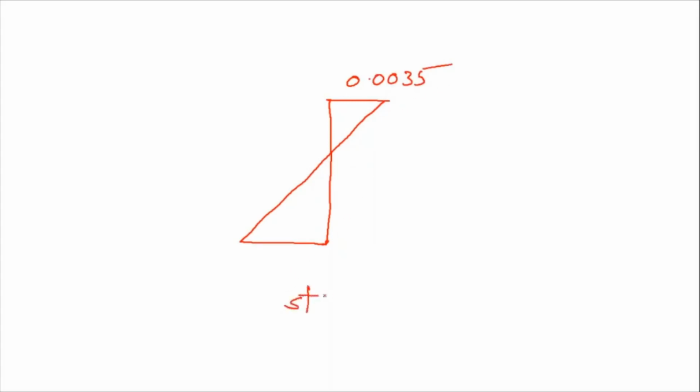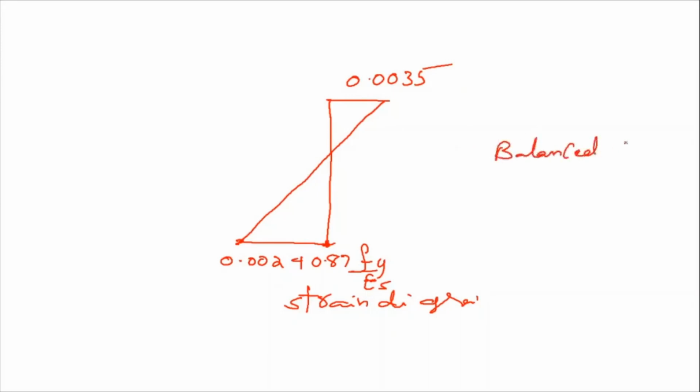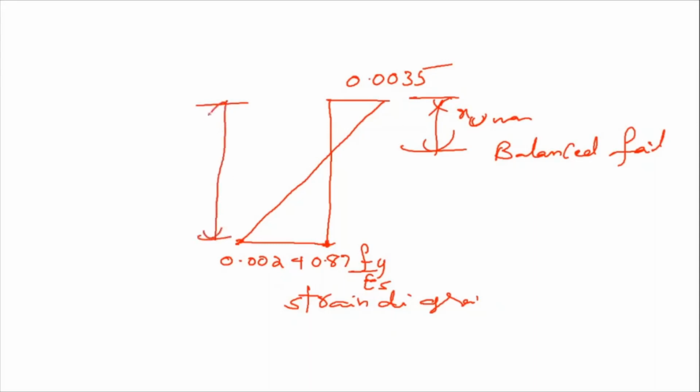Now what is a balanced section? At the failure, if the concrete reaches its maximum strain, this is the strain diagram, and if the steel also reaches the yield strain, that is 0.002 plus 0.87 fy by Es, so if both the materials reach these strains at the same time, then the type of failure is called balanced failure. Now in this condition, this is the XU max, and this total effective depth is small d.